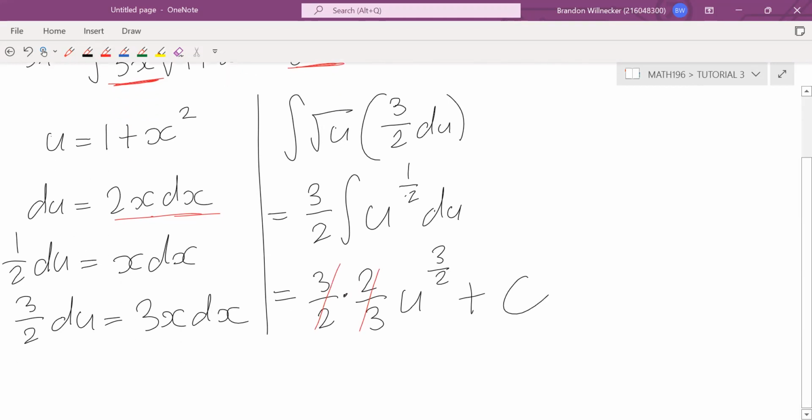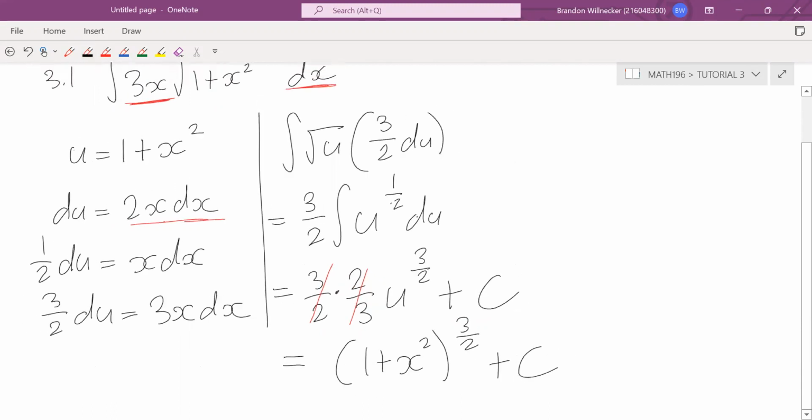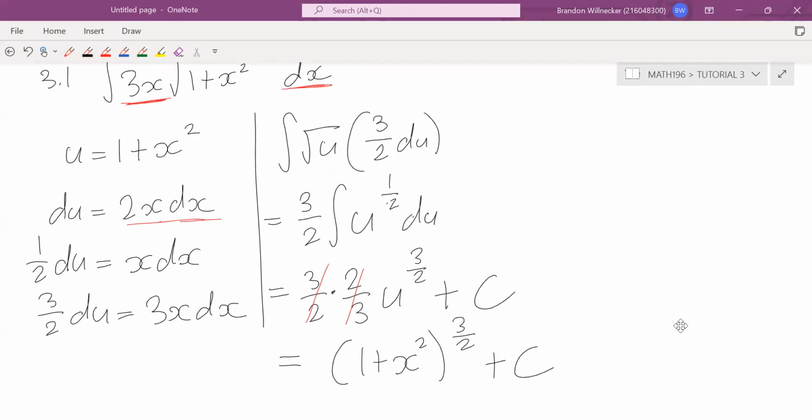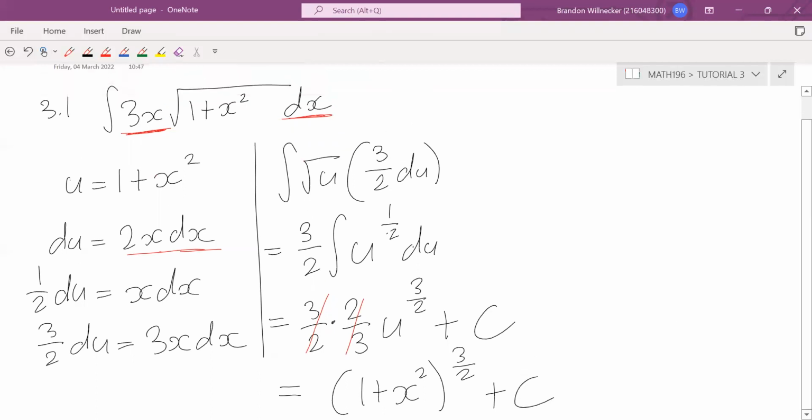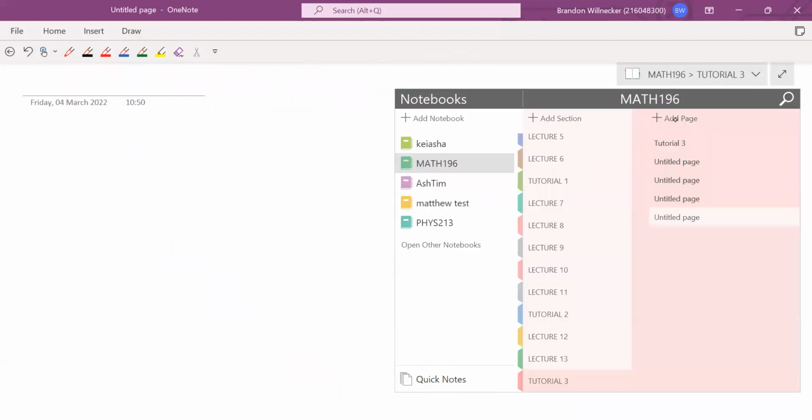We don't need that. But remember, we can't leave it at that because this is in terms of u. What we really want is something in terms of x. So we just put the x expression back and we end up with 1 plus x squared to the 3/2 plus c. Okay, so always remember that last step of substituting back your x expression. You can't leave it in terms of u. Okay, so that's the first example. Let's have a look at the next one.